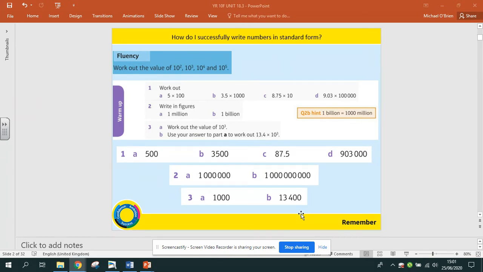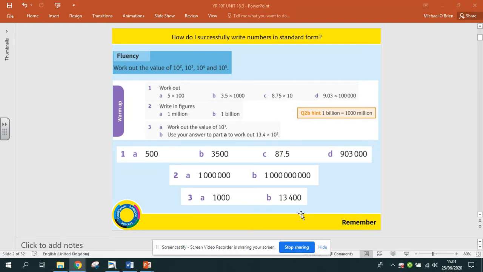Okay, so 5 times 100 is 500, 3.5 times 1,000 is 3,500, 8.75 times 10 is 87.5, 9.03 times 100,000 is 903,000. 1 million in figures is a 1 followed by 6 zeros, because a million is 1,000 thousands. So the first 3 zeros are for the thousand, the second 3 zeros get you up to a million.